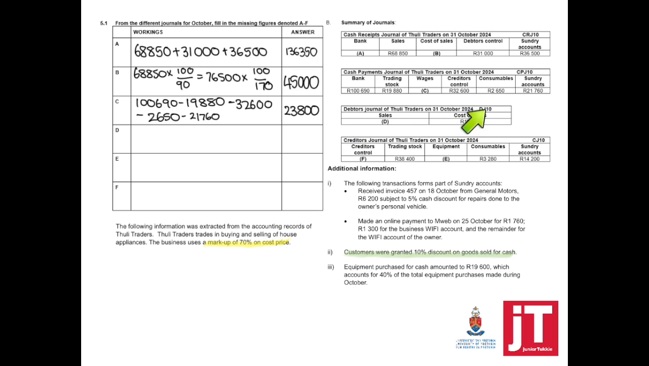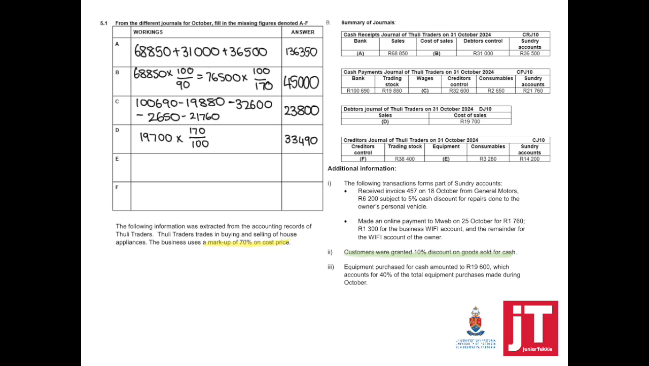To solve number D, sales. The cost is given to you. So to find out the selling price, it means we need to use the markup percentage. A reminder, the selling price will go under sales and debtors control. The cost, trading stock, and cost of sales. So we need to take the cost times 100 plus the percentage markup divided by 100. So 100 plus 70 totals 170.